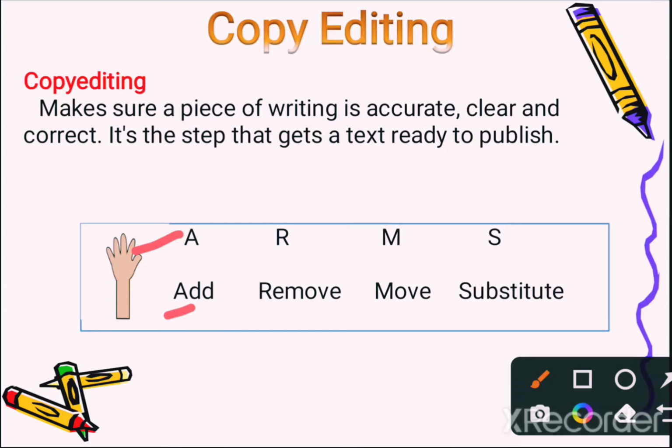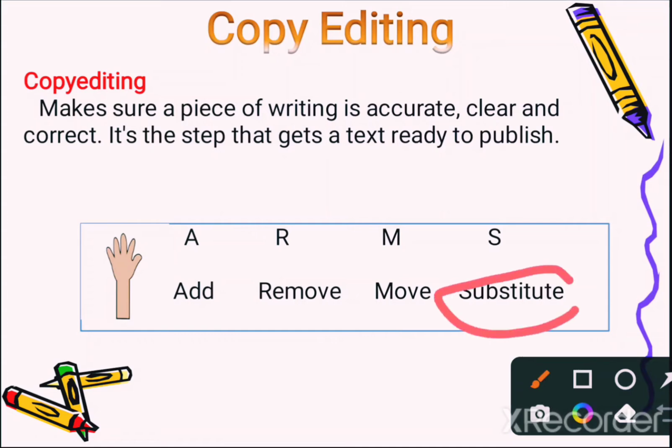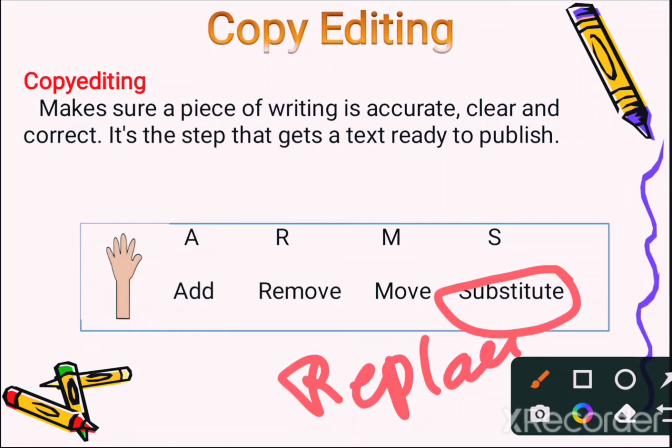So you should add a word or sentence wherever necessary, remove unwanted parts from that particular content, move one sentence or one word to another place, and substitute. Substitute means you can replace any word in that particular sentence, or any unwanted part, and put another word, another sentence, or another paragraph there. That is copy editing.